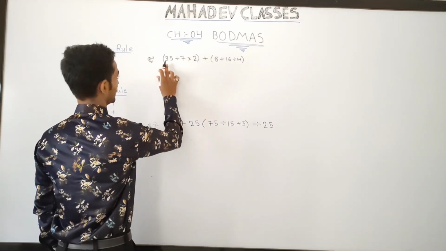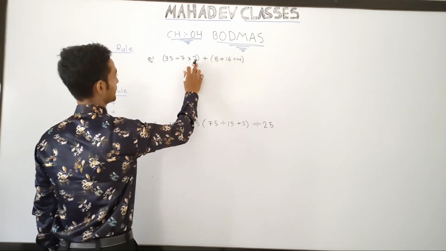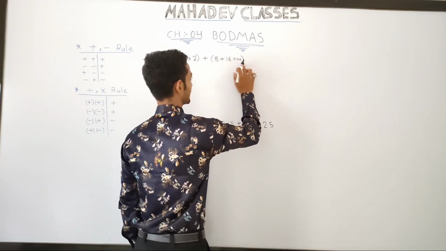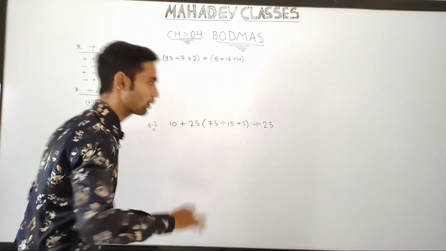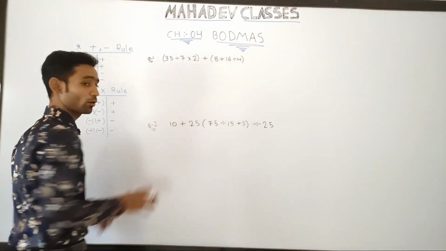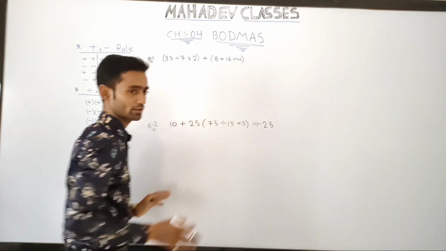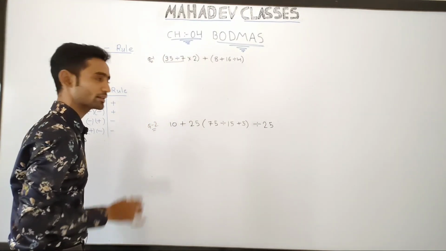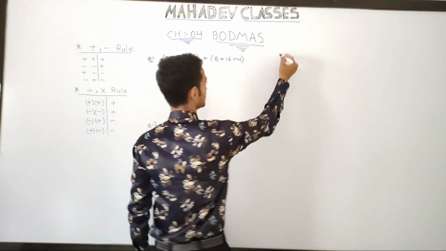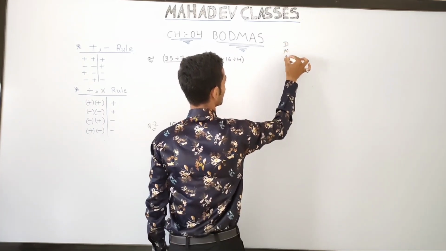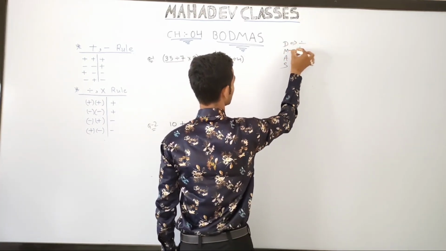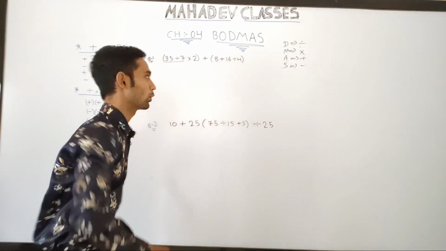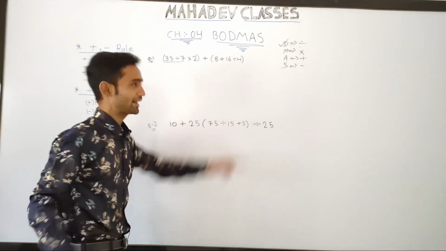See, question number 1: 35 divided by 7 multiplied by 2, bracket over, plus, inside the bracket, 8 plus 16 divided by 4. So now we simply do the process of DMAS inside those brackets first. Here we have to follow our DMAS, which is: D means division, M means multiplication, A means addition, and S means subtraction. So first of all we will go for that D.